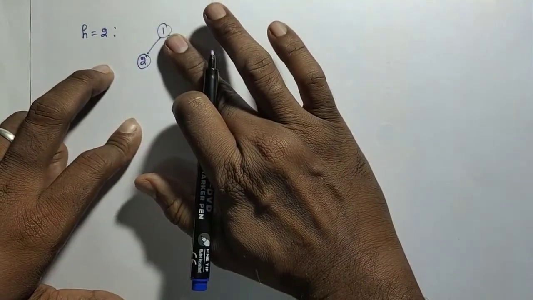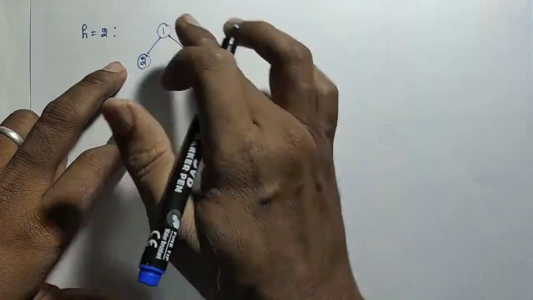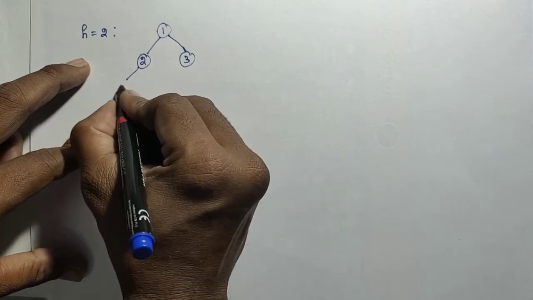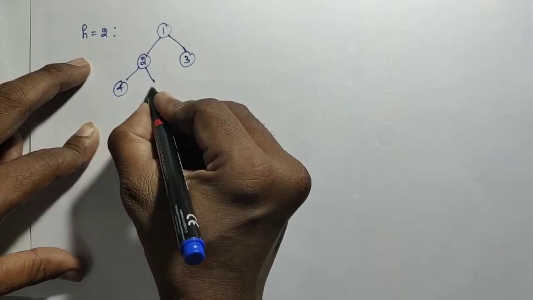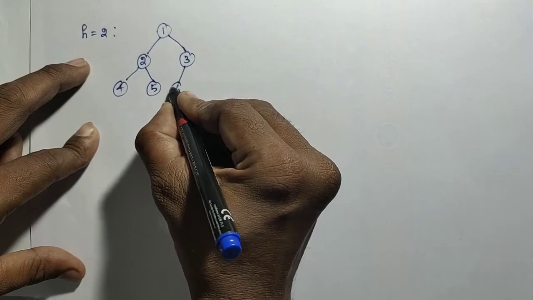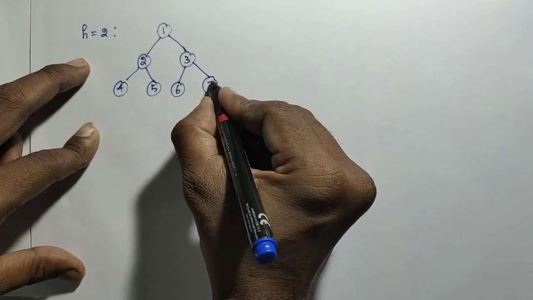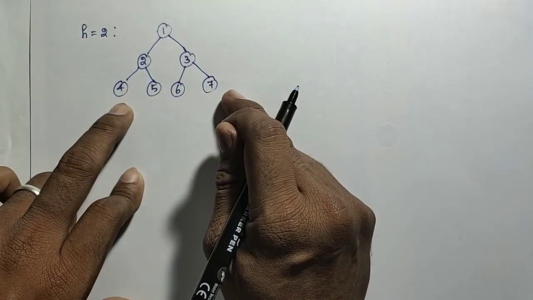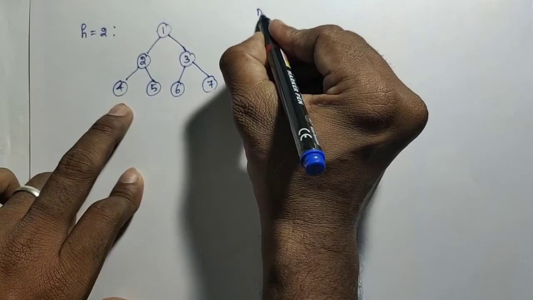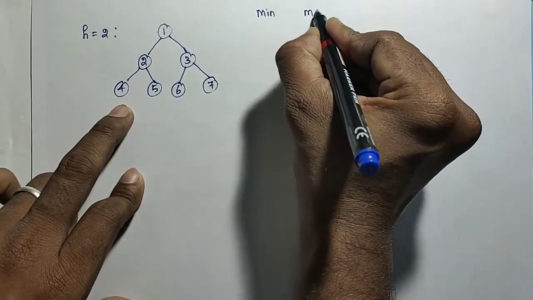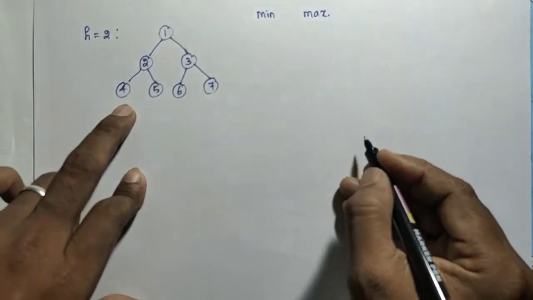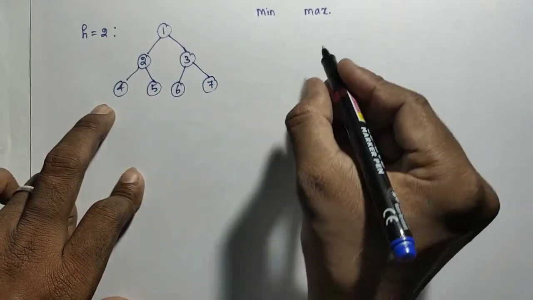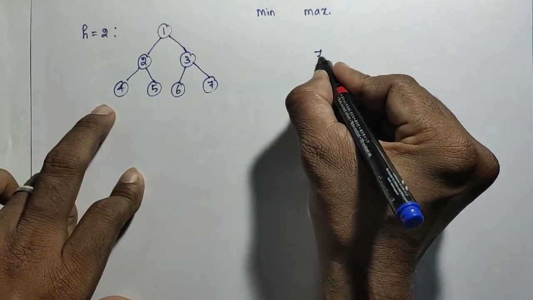Minimum is 1. And then in that level I can add further, that is 4, and here I can add 5, 6 and then 7. In the next level I cannot add further nodes. So what is the minimum n and maximum n? For the height 2, maximum 1, 2, 3, 4, 5, 6, 7. So 7 nodes I can add maximum.